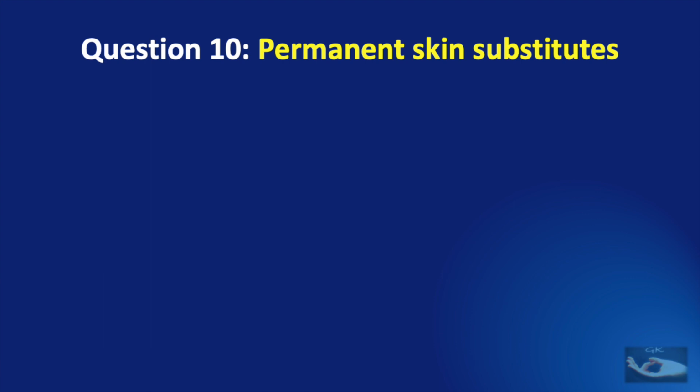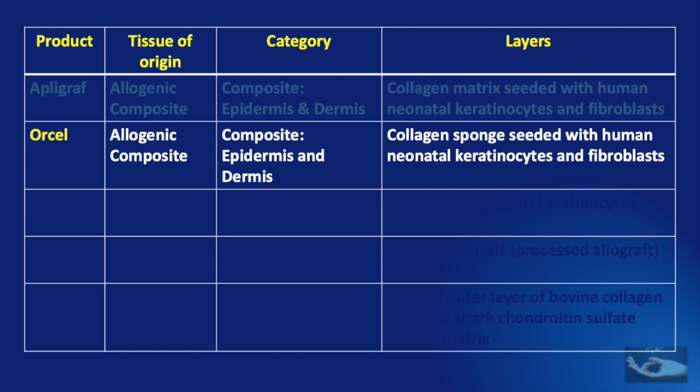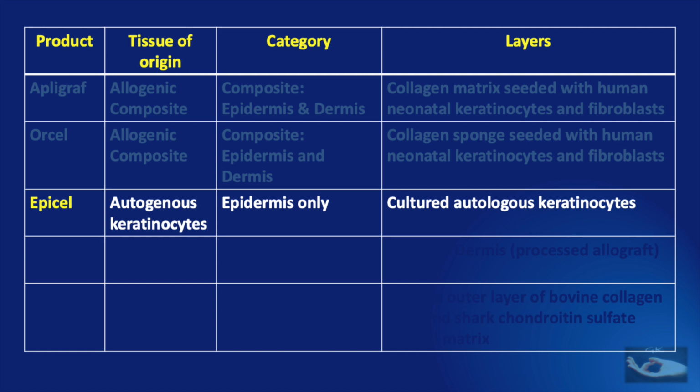Permanent skin substitutes are of various types. Appligraph is composite allogenic tissue and contains both epidermis and dermis. It has two layers, a collagen matrix seeded with human neonatal keratinocytes and fibroblasts. Orcell is also composite allogenic tissue containing both epidermis and dermis, but this is collagen sponge seeded with human neonatal keratinocytes and fibroblasts. Epicell consists of autogenous keratinocytes and contains epidermis only. This has a single layer of cultured autologous keratinocytes.